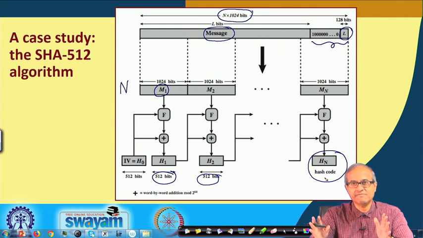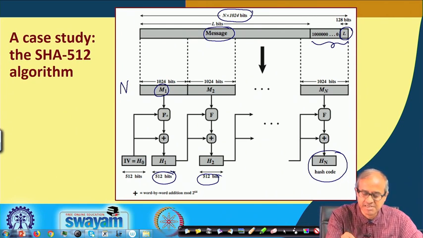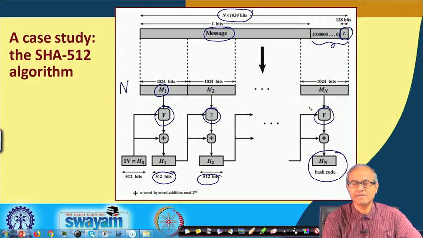So, you see this is a fairly complicated process, and this function f itself is very complicated. That is why it is not very easy to break this one way hash function.